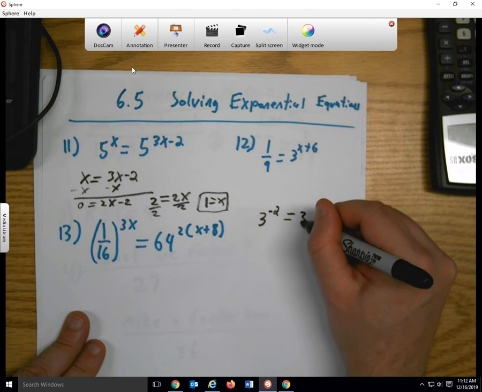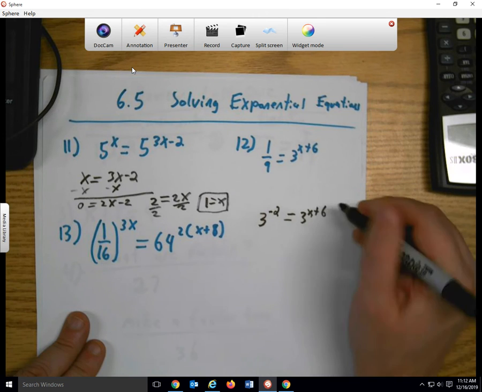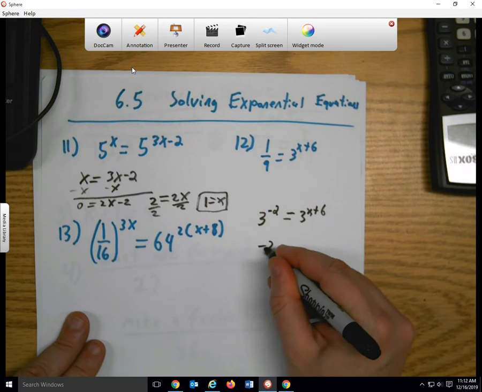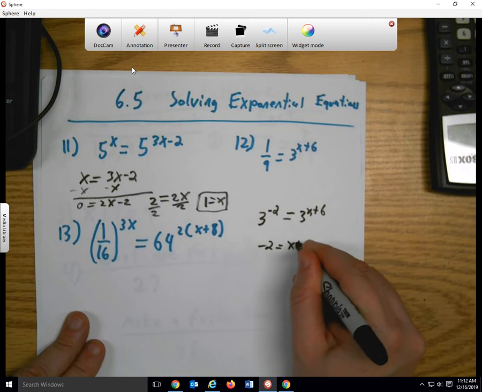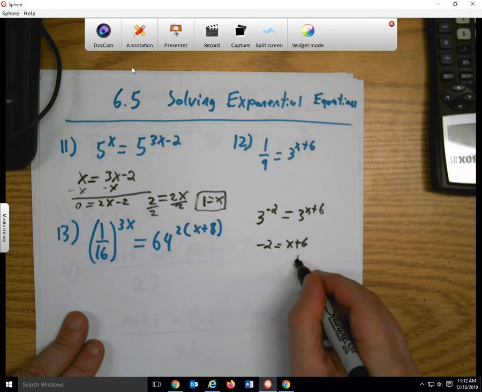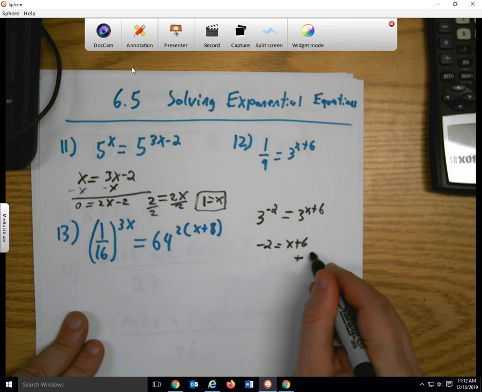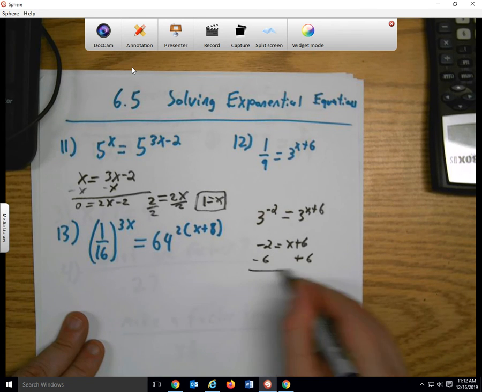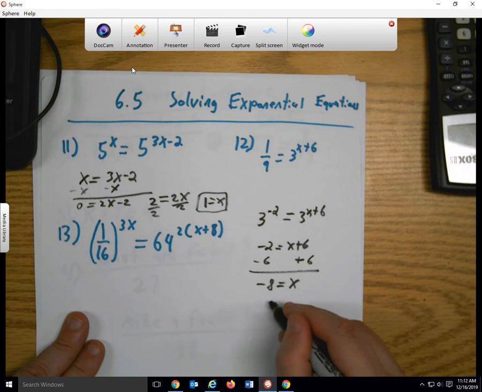Once you have the same base number, you can just make the exponents equal to each other. Oops, it's a negative 6, isn't it? So x would equal a negative 8.